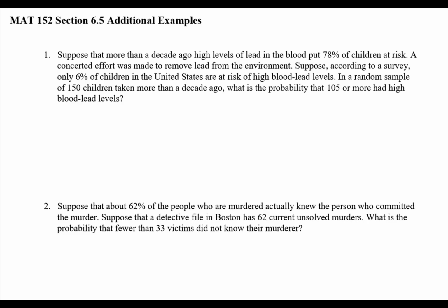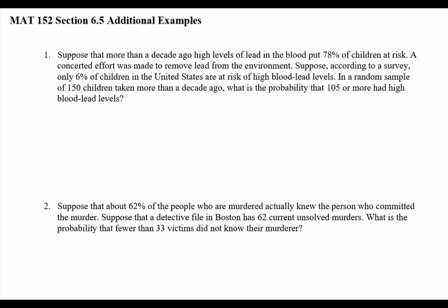Alright, so let's look at a few more examples utilizing the binomial distribution approximation using the normal probability distribution. For this first example, suppose that more than a decade ago, high levels of lead in the blood put 78% of children at risk. A concerted effort was made to remove lead from the environment. Suppose, according to the survey, only 6% of children in the United States are at risk of high blood levels.